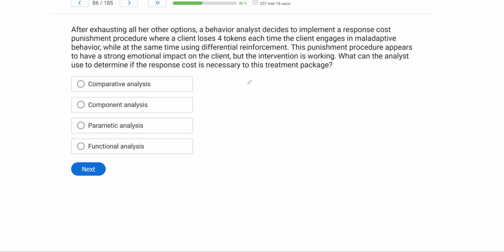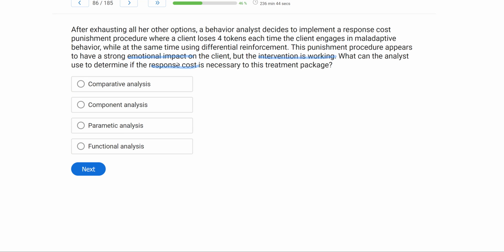Question is asking about the necessity of this response cost procedure. As we know, response cost is a punishment procedure where we are taking away something as a result of a target behavior. And punishment can lead to emotional responses, it can lead to aggression. And in this case, what do we know about how the punishment is affecting our client? Well, the question says the punishment is having a strong emotional impact on the client. However, the intervention is working.